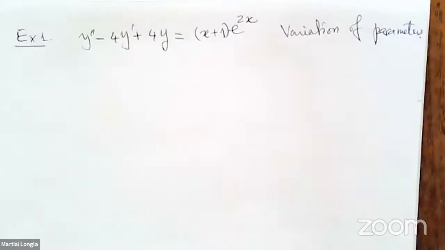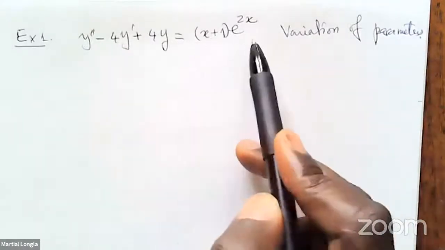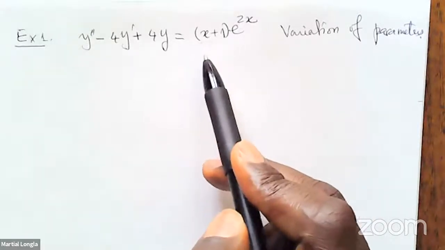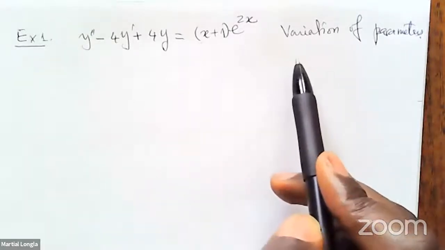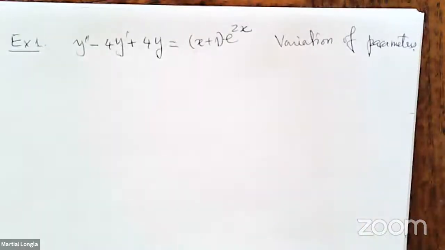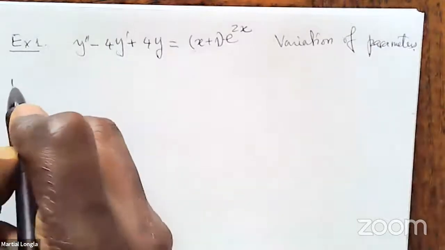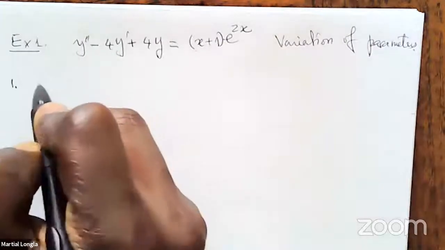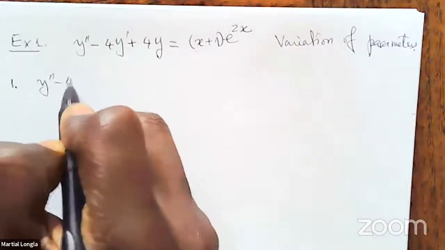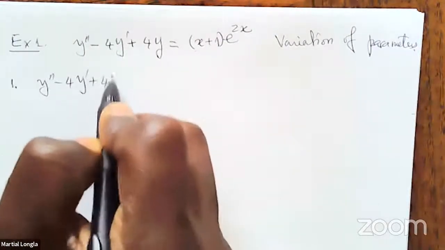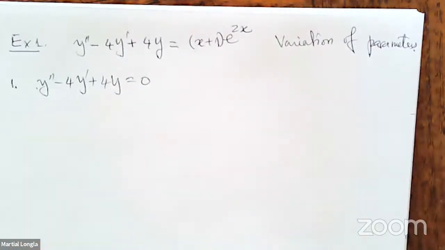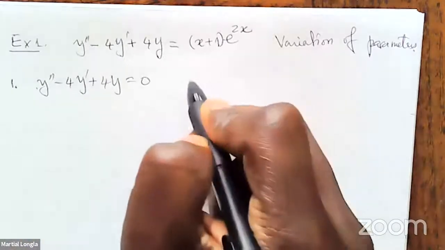And also, this problem can actually be solved using the method of undetermined coefficients. But yet the question will be, use variation of parameters to solve this problem. And you go to step 1: y double prime minus 4y prime plus 4y equals 0. It's already in standard form. The coefficient of the second derivative is 1. You solve this.